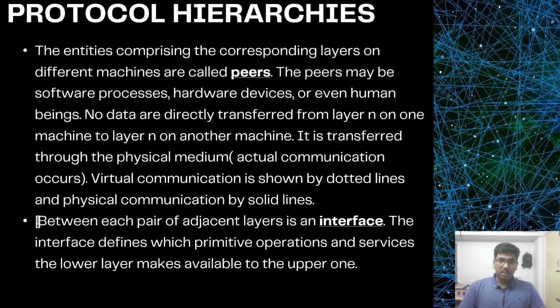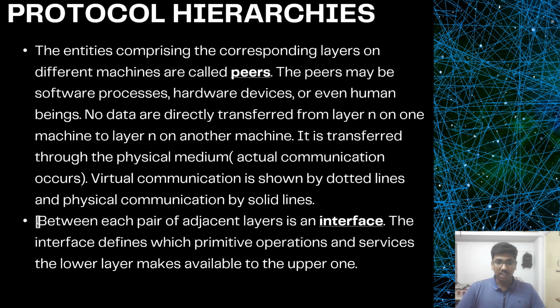I will be explaining all those things in detail again. The entities comprising the corresponding layers on different machines are called peers. The peers may be software processes, hardware devices, or even human beings. No data are directly transferred from layer N on one machine to layer N on another machine. It is transferred to the physical medium, where the actual communication occurs. As we saw, the virtual communication is shown by the dotted lines.